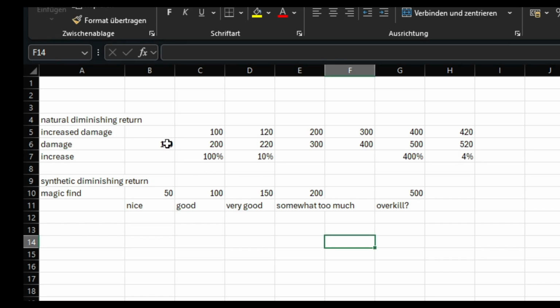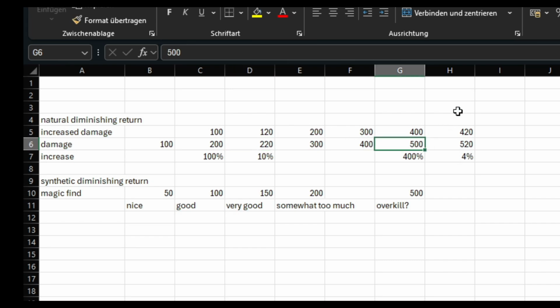So let's take a look at the first example. When we are increasing damage by 100%, 200, 300, 400%, we're gaining a higher amount of damage. But when we take a look at, for example, 20% increased damage, while we have 200% increased damage, 20% is a 10% damage multiplier compared to what we have already.